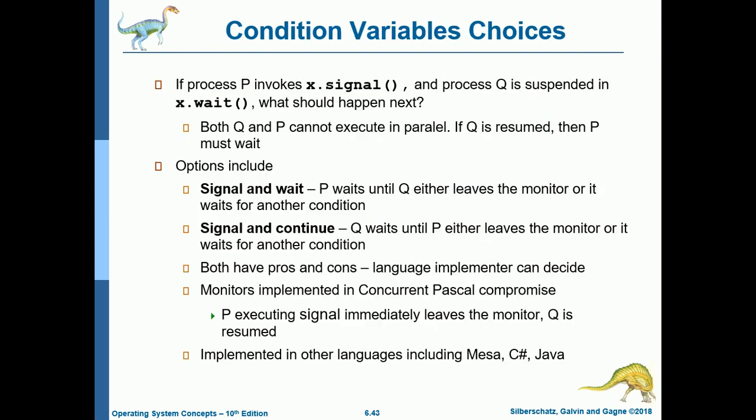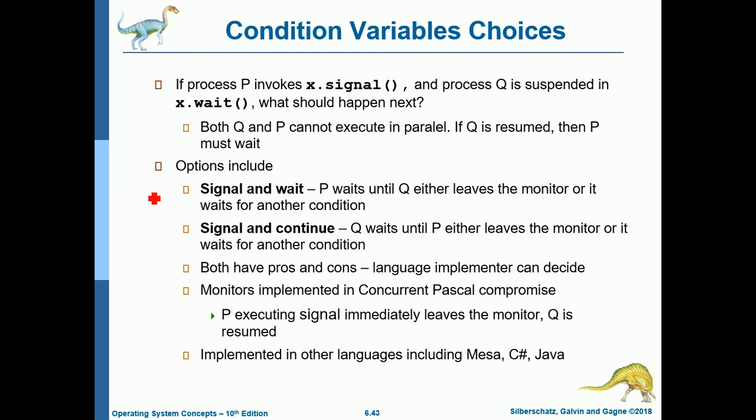So condition variables choices. If process P invokes x.signal and process Q is suspended in x.wait, what should happen next? Both Q and P cannot execute in parallel. If Q is resumed, then P must wait. So options include signal and wait: P waits until Q either leaves the monitor or waits for another condition, or signal and continue: Q waits until P either leaves the monitor or waits for another condition. So both have pros and cons.